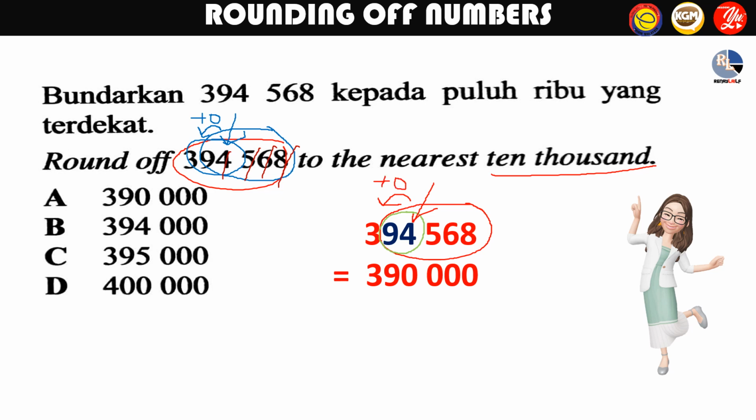Alright, that's how we get the answer 390,000. So the answer is A. So don't worry, boys and girls, you can just mark on your answers. It's alright. So that's how you do your questions on rounding off.